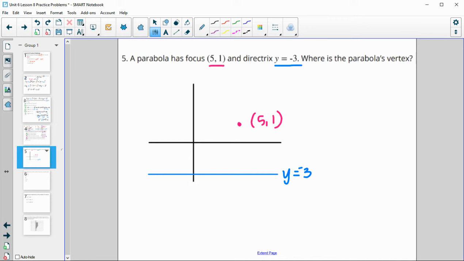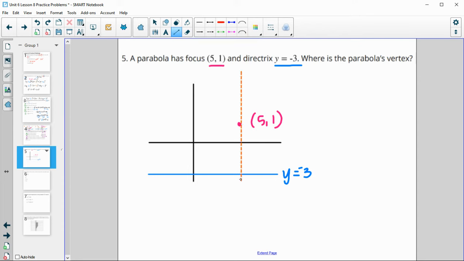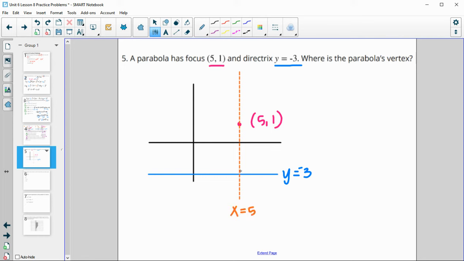So the vertex is going to be directly between these. It's also going to be on the same x line. So it's going to be on this same vertical line here, so we know the x coordinate will be the same. So the x coordinate here is 5. So we want to figure out the y coordinate that's in the middle here. Okay, so this one's at 1 and this one's at -3. So we could kind of draw these on here. So that's 1, -1, -2, -3. And you could find the middle that way.